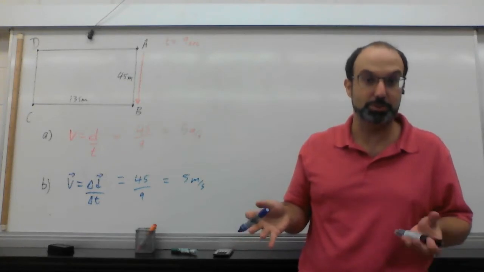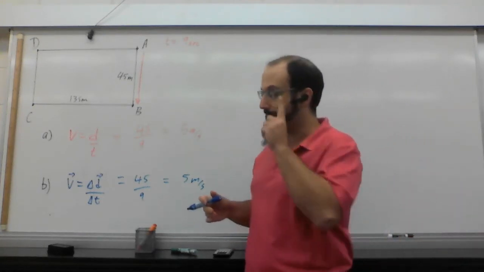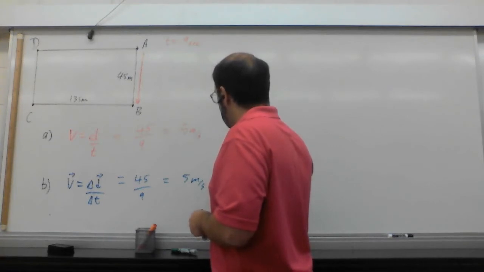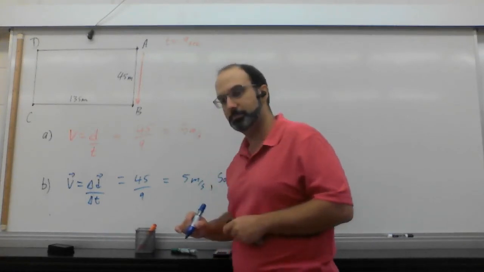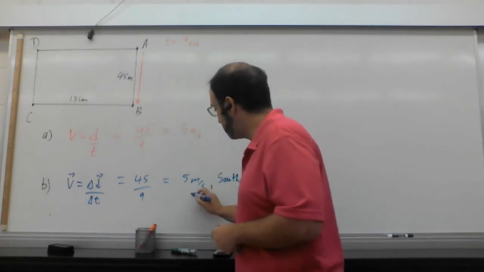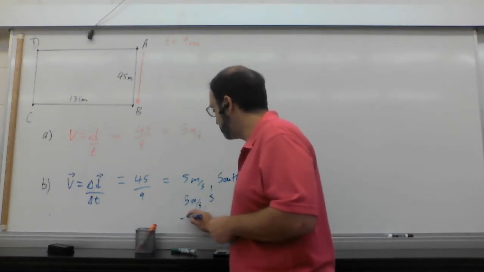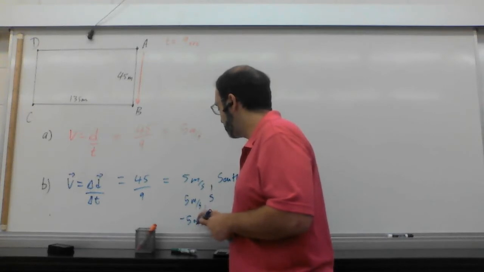Velocity is a vector, so it needs a direction. There's the trick. So this, and then it's going to be south. It's not the only way we could write it. If we didn't want to write the full south, we could do meters per second s, or we could just do -5 meters per second.